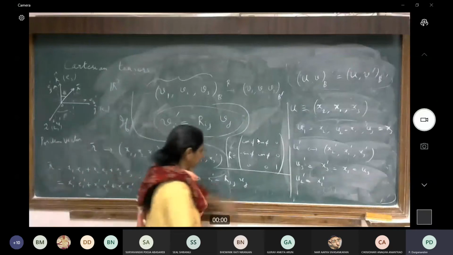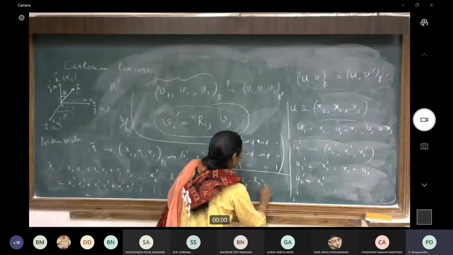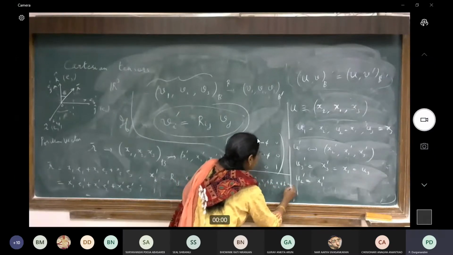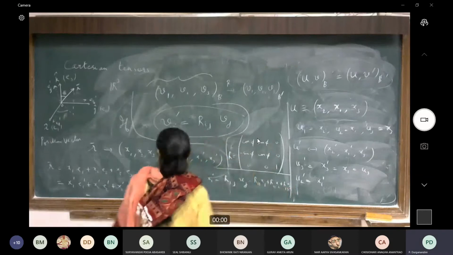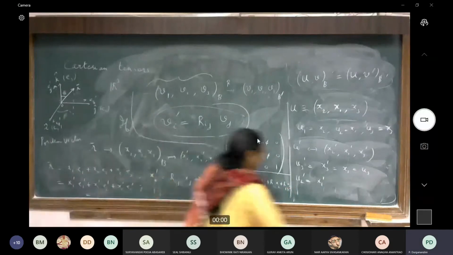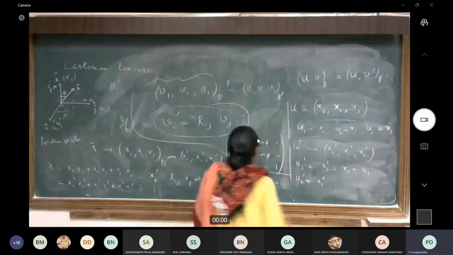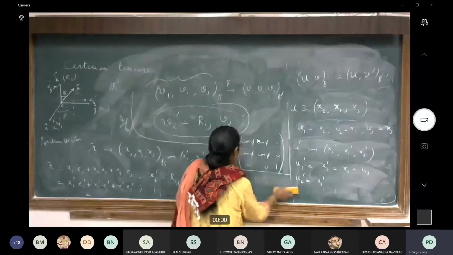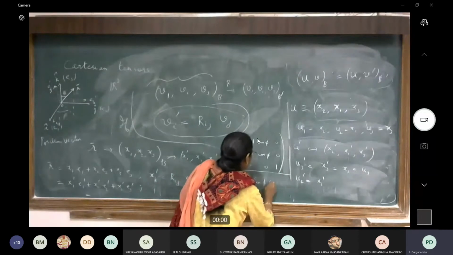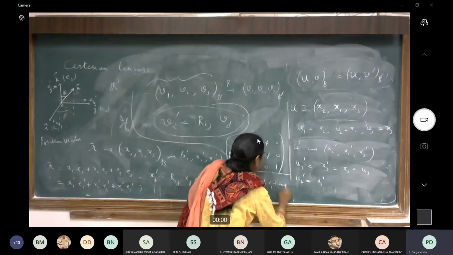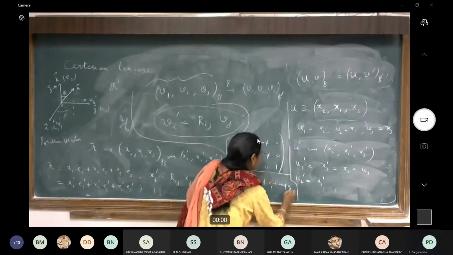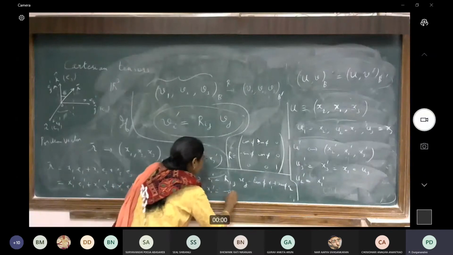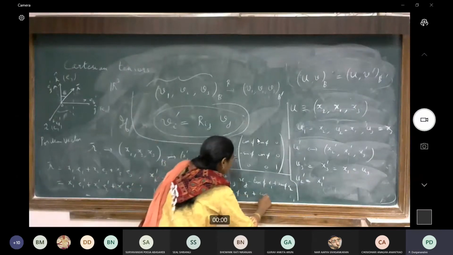But what is R1j xj? This should be equal to R11 x1 plus R12 x2 plus R13 x3. But R13 is 0, so I don't have an x3, because I'm not going to mix that up. But what is R11? R11 is cos phi, R12 is sin phi. So I simply get cos phi x1 plus sin phi x2. Similarly, for x2 prime, I get minus sin phi x1 plus cos phi x2.